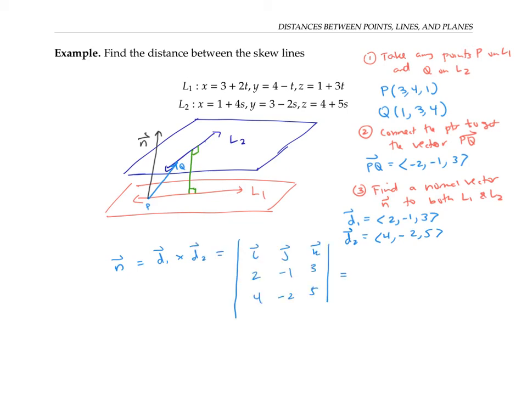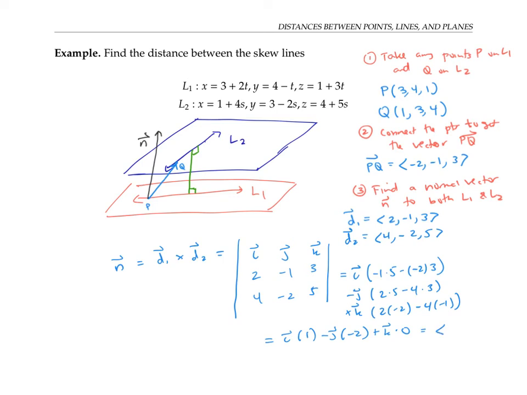So I set up my matrix. My i component is going to be -1 times 5 minus -2 times 3, minus j times 2 times 5 minus 4 times 3, plus k times 2 times -2 minus 4 times -1. That simplifies to i times 1 minus j times -2 plus k times 0. So that's the vector 1, 2, 0.